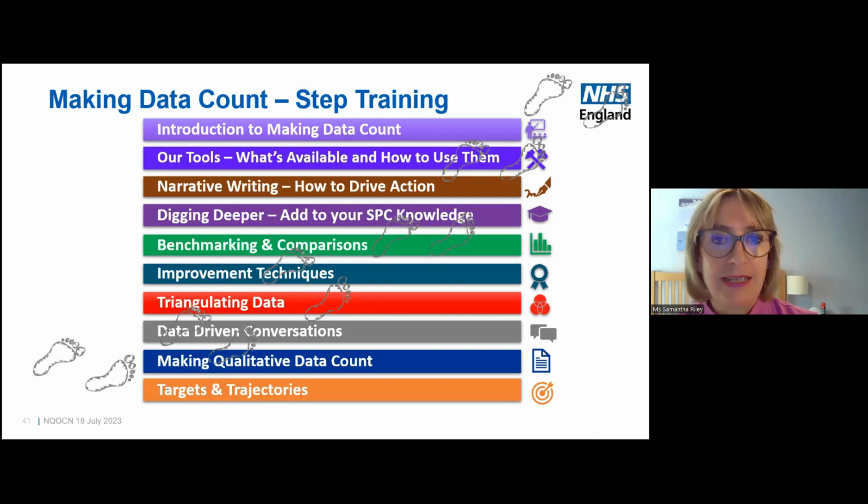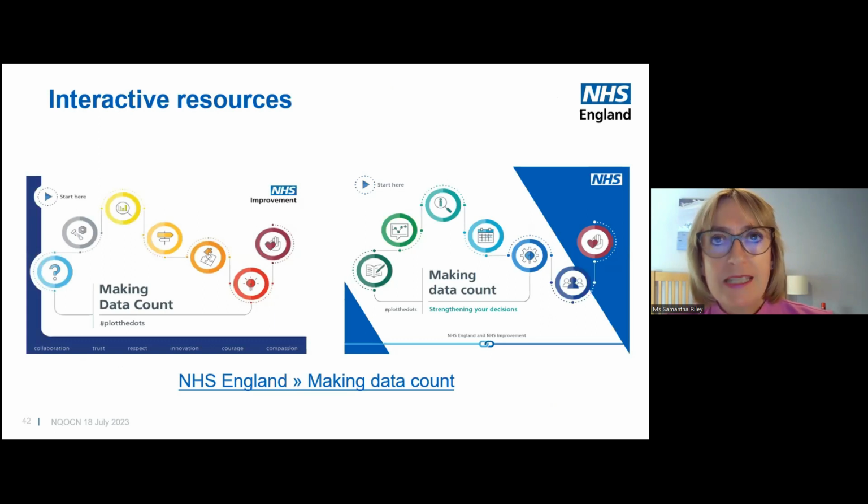Step 7 looks at triangulating data. Step 8 is data-driven conversations. And then step 9 is about how do we use the qualitative data that we might have. That's a very different technique. And then the last step has been targets and trajectories. We basically run each of these, so 1 a week, and we're starting again in September. So you might want to watch the recordings, or you might want to sign up for those sessions starting again in September. We have interactive PDFs that you can access from the NHS England website, again, very freely.